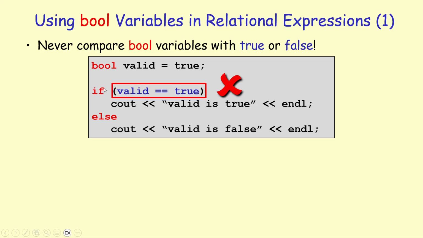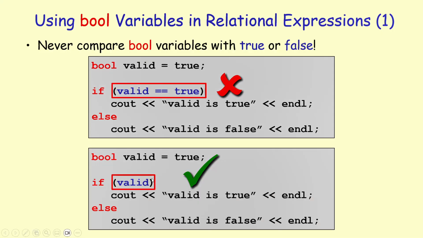You should never write if statements as shown in here. You should never say valid is equal to true. Rather than writing code like this, you should say if valid. Remember, valid is already a Boolean variable, so its content is either true or false. So there is no reason to compare valid to true or false. You can just say if valid, and this is the way you should write it.